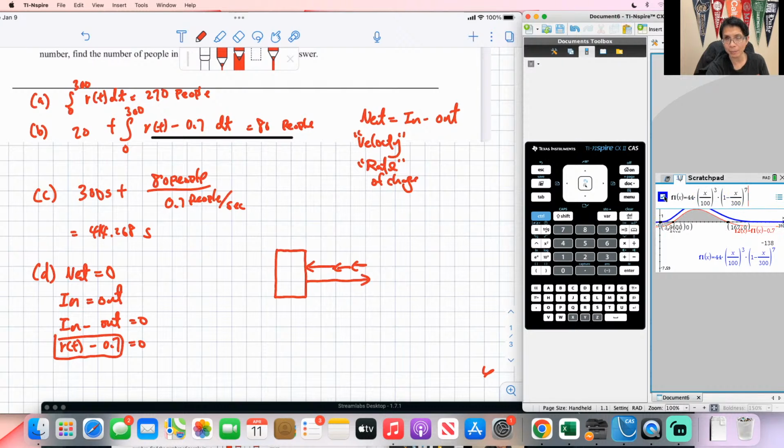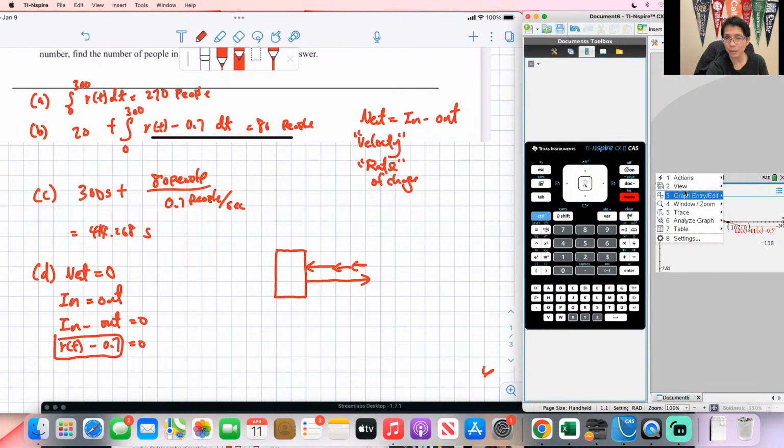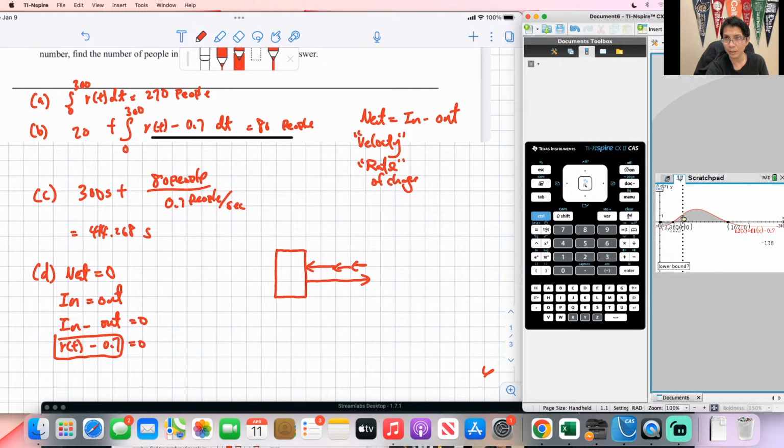And I'm going to go back up. I'm going to ungraph this. I'm just going to focus on the red line now. This is the net out, net in minus out. Does that make sense? I can find the 0. So second, analyze the graph, 0. I'm going to click this one and this one, which is roughly equal to 33.